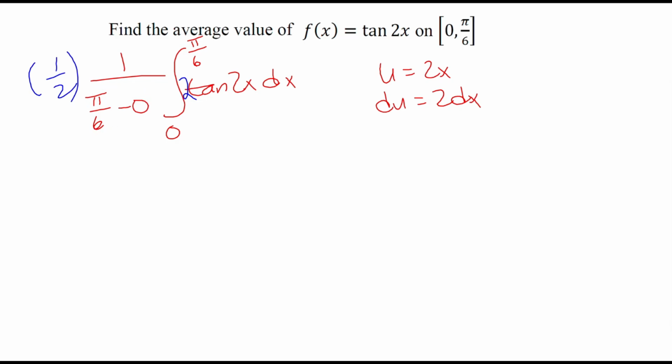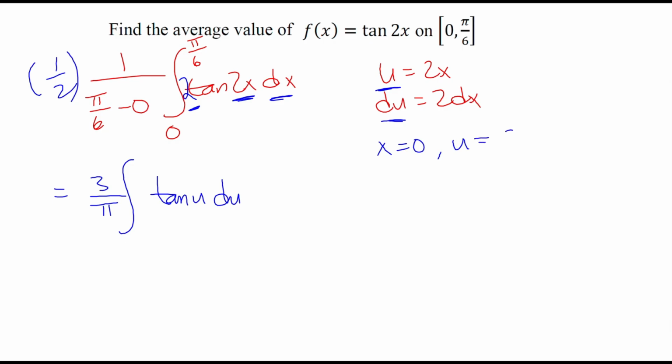And if I take the reciprocal of that, that's 6 over pi. And if I multiply 6 over pi by 1/2, I get 3 over pi. So it's 3 over pi times the integral of now tangent u du, right? Because the tangent 2x becomes tangent u, and the 2 dx becomes du. And when x is 0, u is 0. So this lower limit's going to stay as 0. But when x is pi over 6, our upper limit, u will be twice that, which will be pi over 3.